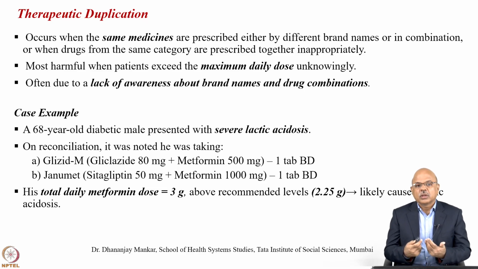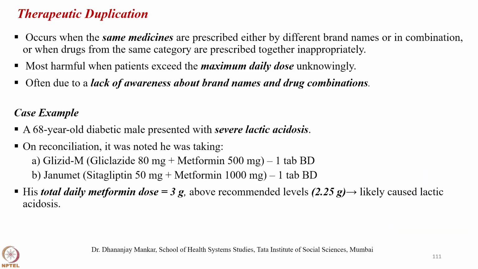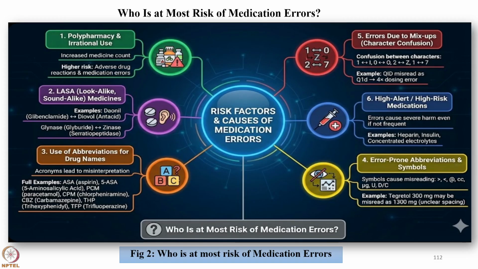Without this, we cannot really see that the patient's harm is reduced. And if you are really working on this, you need to think about seeing what medicines are prescribed, what the particular doses are, and whether it is exceeding or not, which is very important. So now in this figure you can see who is at the most risk of medication error.